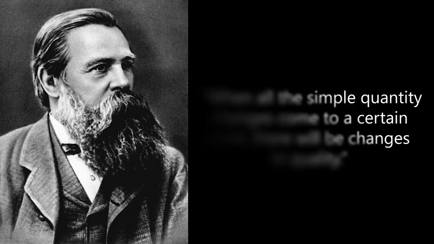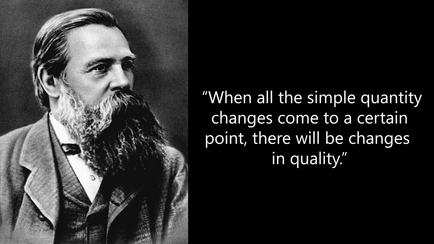Quality and quantity have a strong relationship with each other and cannot be separated. Certain conditions must be met before quantities achieve the status of a quality. According to Engels, when all the simple quantity changes come to a certain point, there will be changes in quality. So in other words, quantities are the elements that make a quality. And when we add, subtract, or change enough quantities, then the old quality will stop existing and a new quality will form.